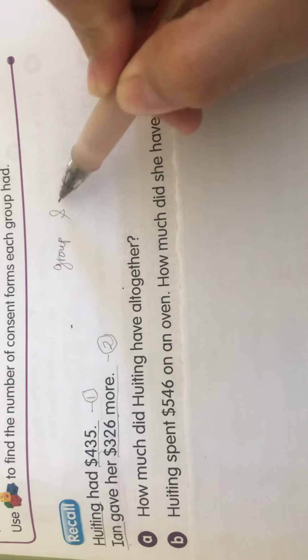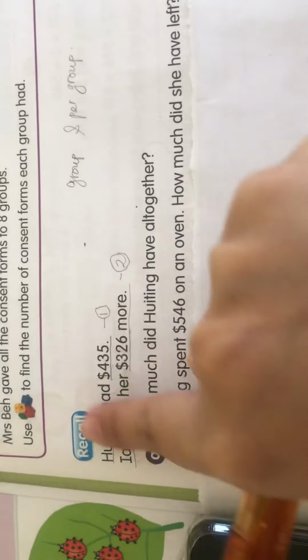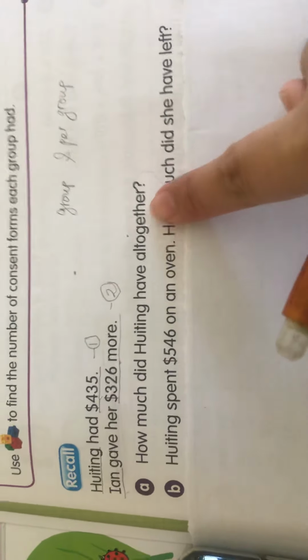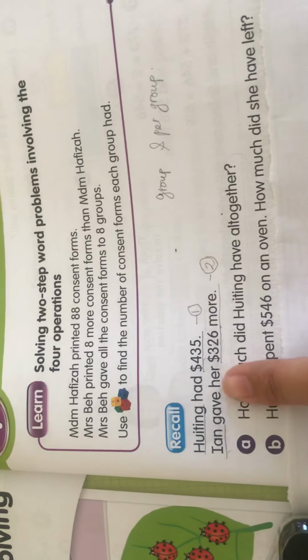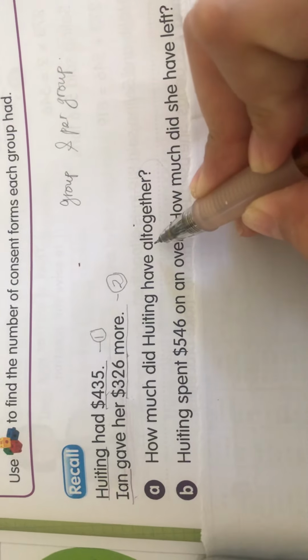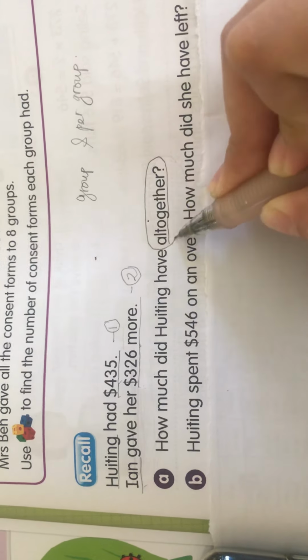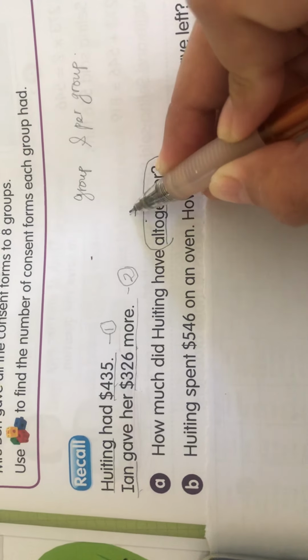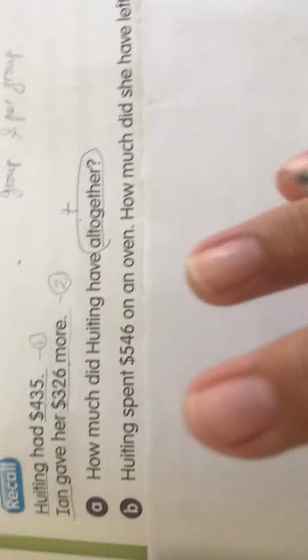Group and per group. When you see this group and per group in the information and they ask you the question altogether, that means it's times. But when you look at this question, there's no group and per group. It's more direct, so you know that altogether means plus. When you see a keyword, please circle it and write plus, like this. So we go through one by one question.